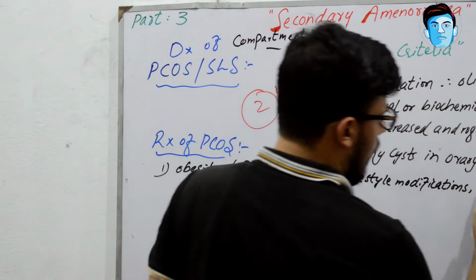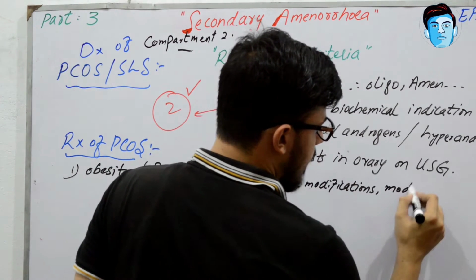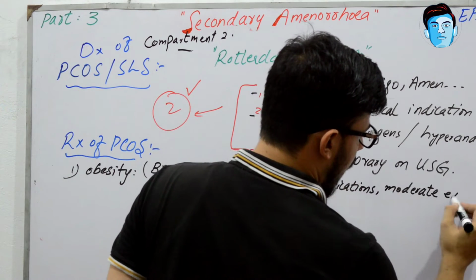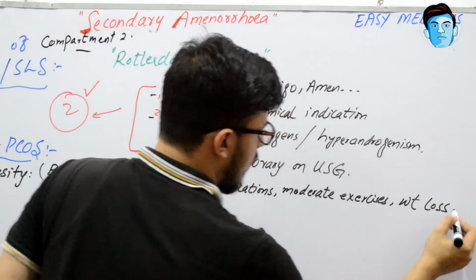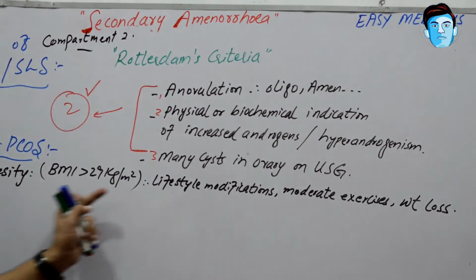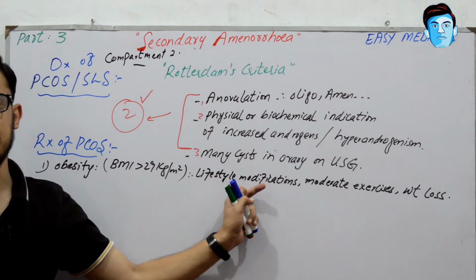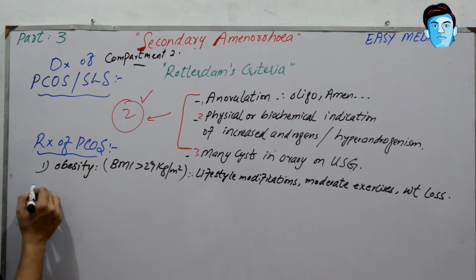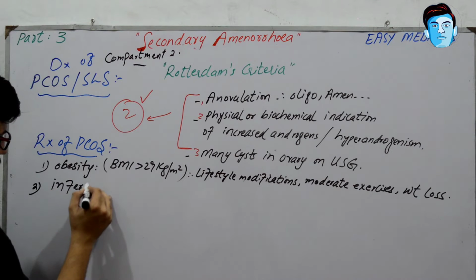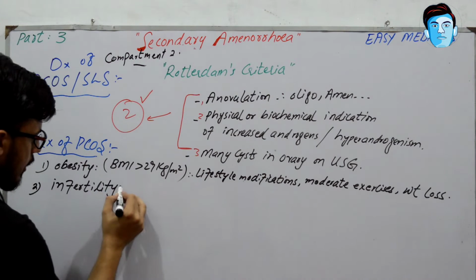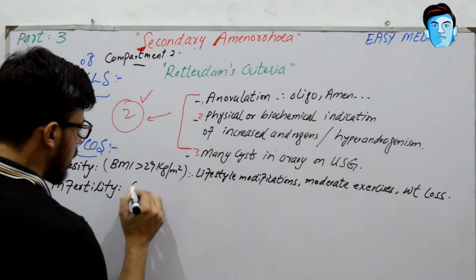Also, you will convince the patient to do moderate exercises and weight loss. So for obesity, the treatment options are lifestyle modifications, moderate exercises and weight loss. Now let's suppose a patient came with a complaint of infertility. Then you can give ovulation inducing drugs.